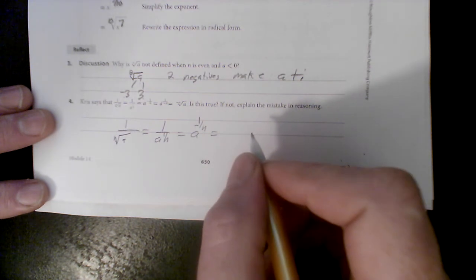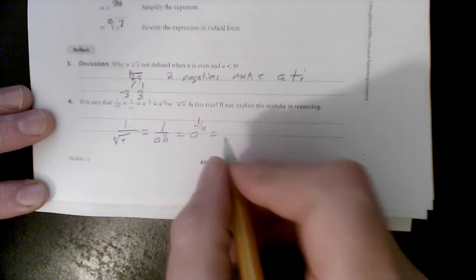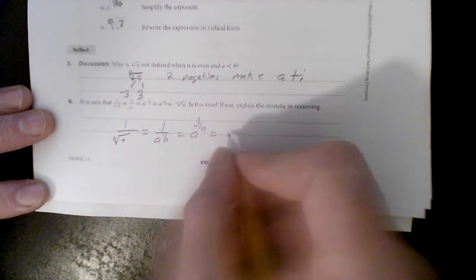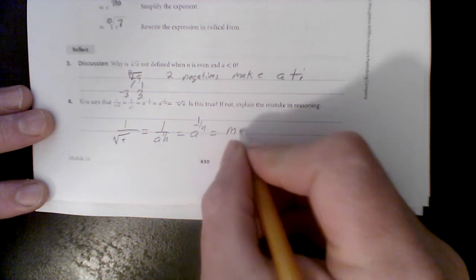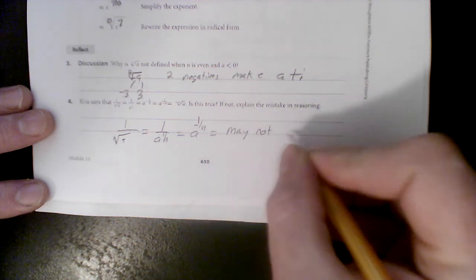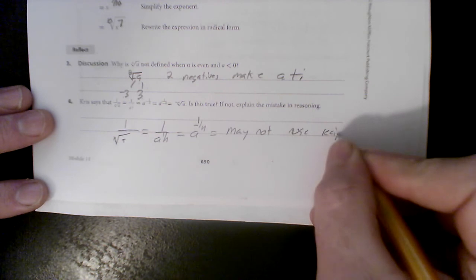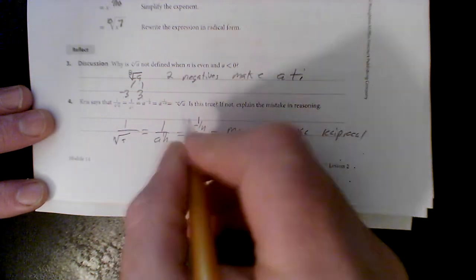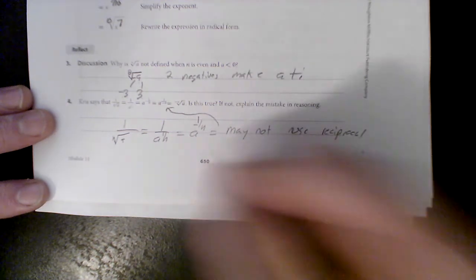Equals, oh, there's the problem. There's the problem. So at this stage, they moved it back to the bottom, but then flipped this. All right. May not use reciprocal. Right? They put this back to the bottom, but they forgot that it was 1 over n. There was a mistake. Let's go a little bit more.